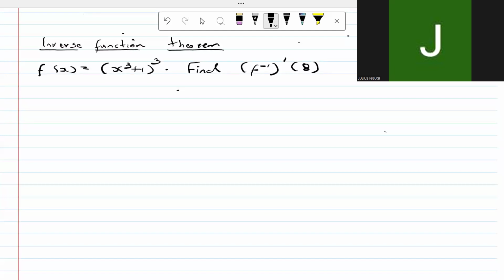of f inverse. So recall the formula that we proved in class: the derivative of an inverse function is given as 1 over the derivative at this point. So we can just say a, b as x, y.